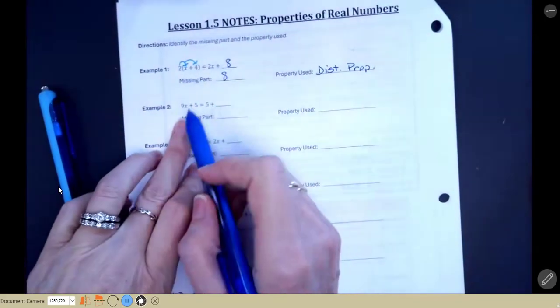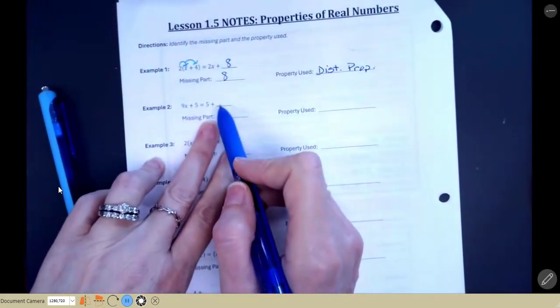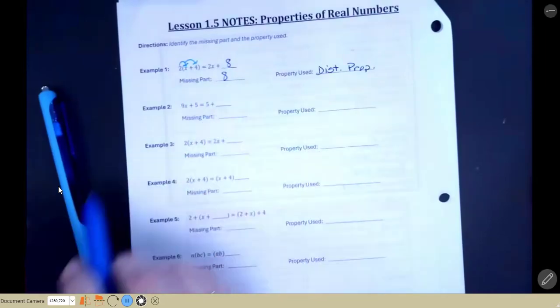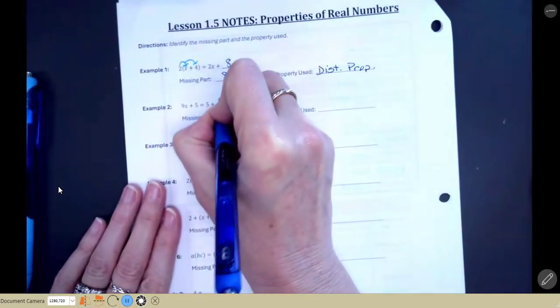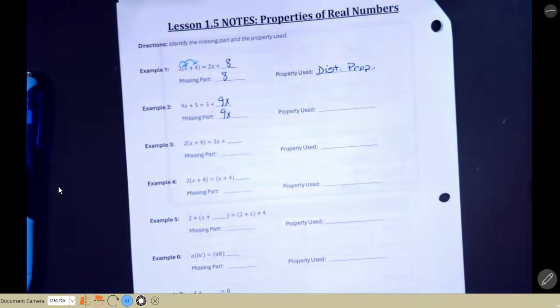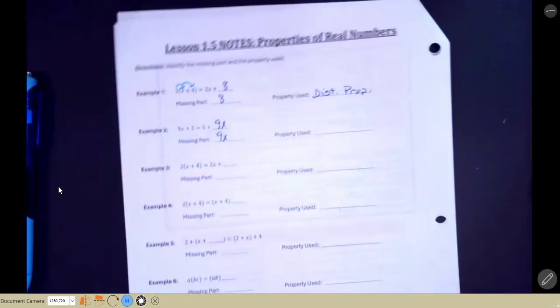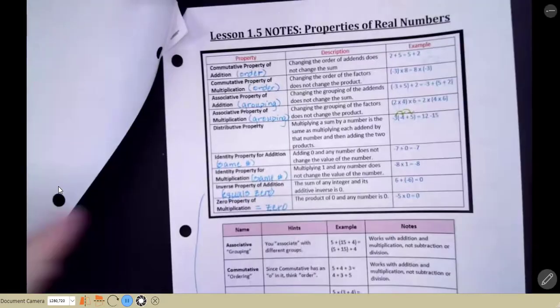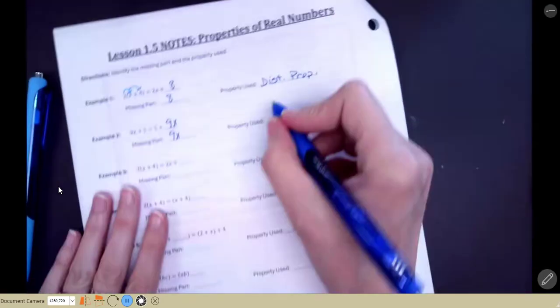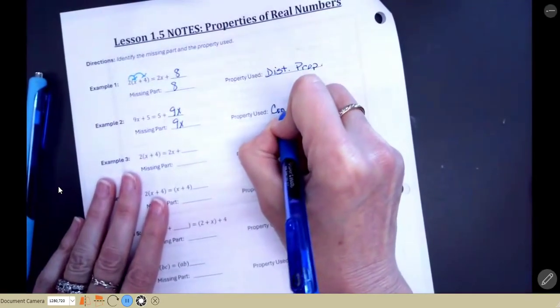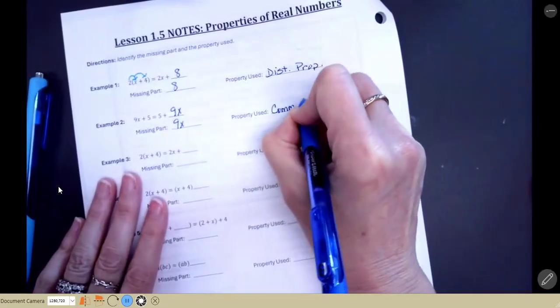Next one, we have 9x plus 5, and they've reversed the order. What's missing? The 9x is missing. That should be 9x. And so if you're reversing the order, what property is that? It's commutative. If you look, refer to this sheet. Commutative is all about order. Okay? So it reversed the order. So this is the commutative property.